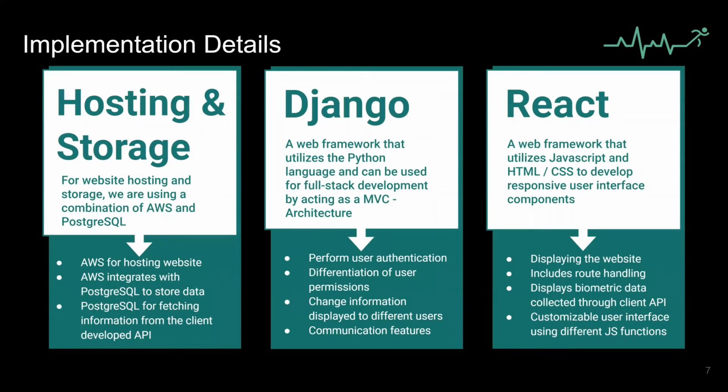For some more information on the details of our front end and back end, with the back end for hosting and storage, as mentioned, we're going to be using AWS and PostgreSQL. AWS will be used mainly for just hosting our website, and PostgreSQL also integrates with AWS and will be used to store data that is fetched from the client API.